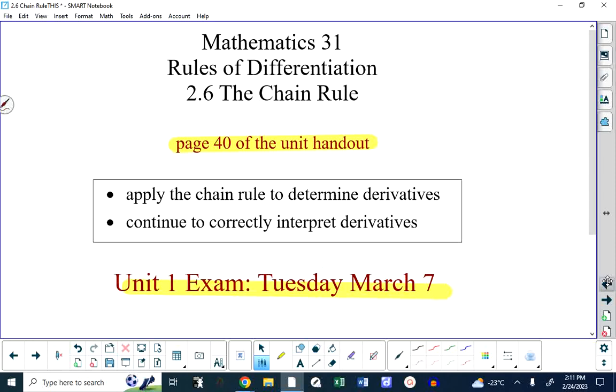In fact, we have been kind of using it already, although we didn't notice it because it wasn't necessary. So you use the chain rule for products, and for quotients, and for trig, and for exponential functions, and for all those functions and powers. Everything involves the chain rule. So we're going to be learning about the chain rule today, and then correctly interpreting derivatives, which simply means finding slopes of tangents using derivatives.